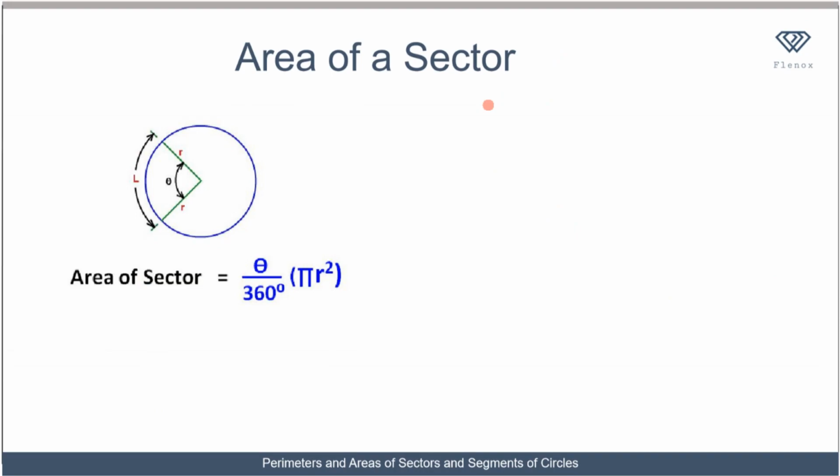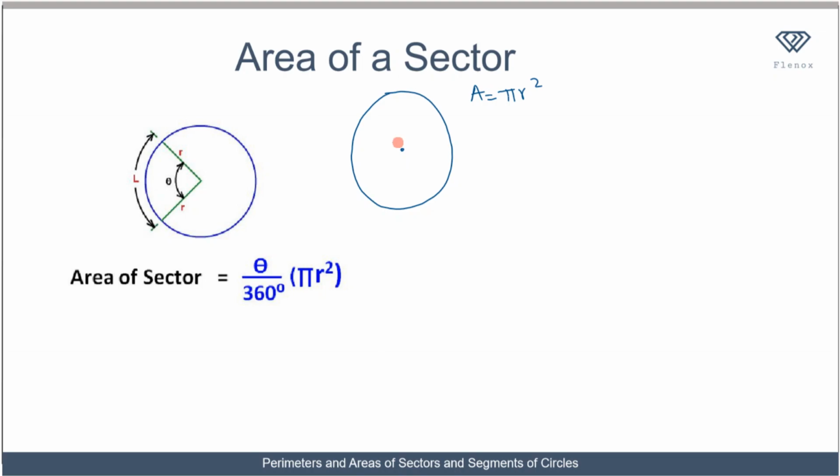So what about the area of a sector? The area of a sector is just trying to measure the space within a sector, and to do that, I'll start out by explaining the area of a circle. So let's assume I have a circle now. What is the area of this circle? I know that the area of a circle is given as pi r squared.